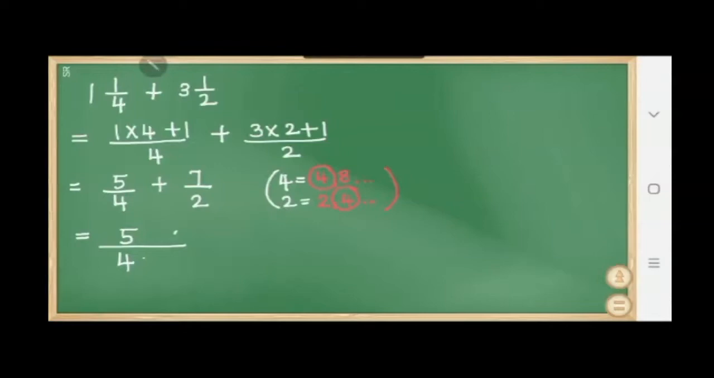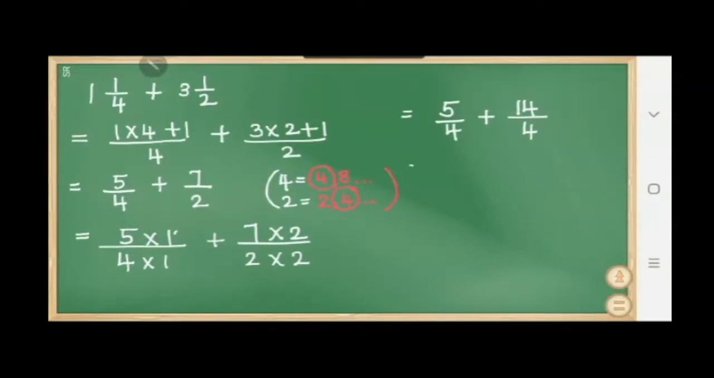I have to make it into 4. So the first denominator I already have as 4, so I will just multiply it by 1, plus 7 upon 2 multiplied by 2, since 2 into 2 is 4. So I will multiply the numerator also by the same number. So what answer do I get? 5 1s are 5, 4 1s are 4, plus 7 2s are 14 and 2 2s are 4.